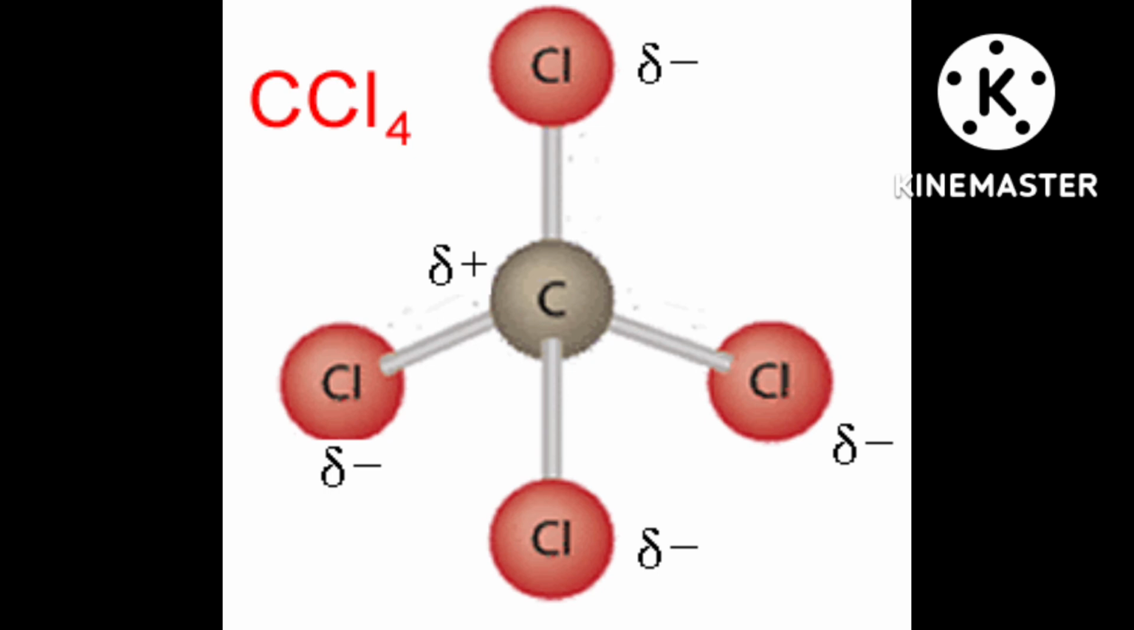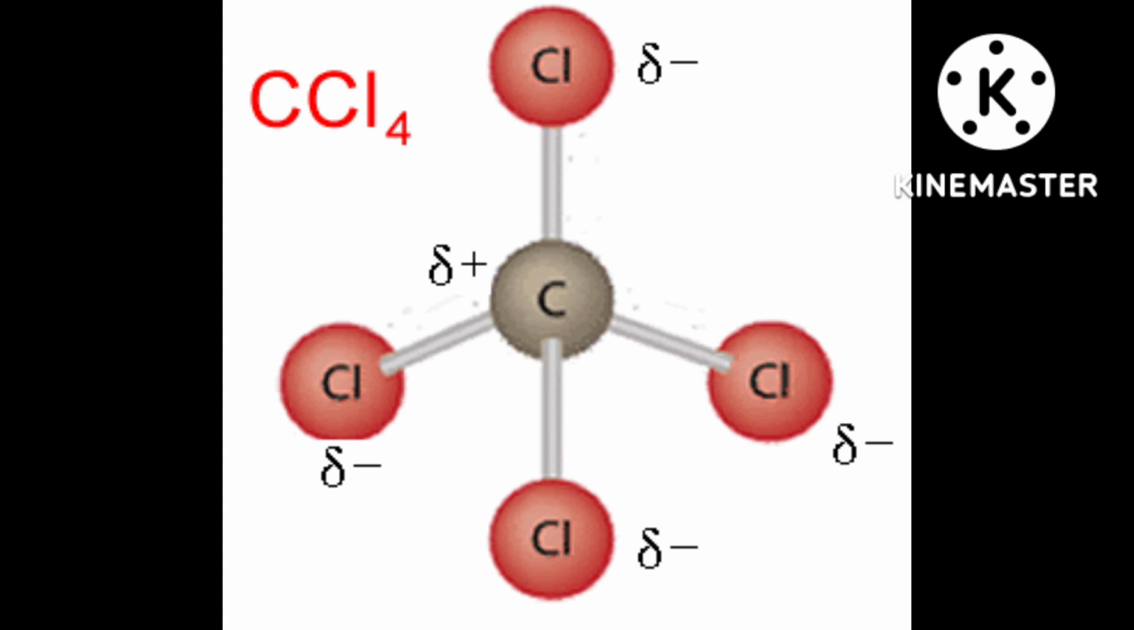Generally, if the same atom is there, then it will be 0. CCl4, same atom is there, it becomes 0. CH4, same atom is there, then it becomes 0. And in all 3 examples I gave you, all three are tetrahedral.